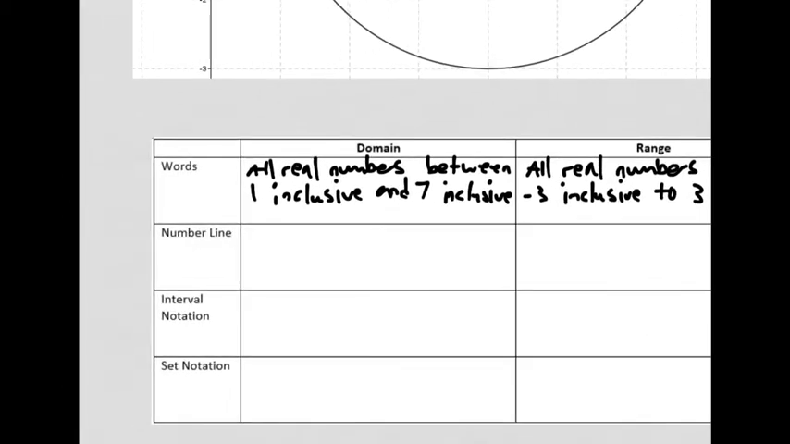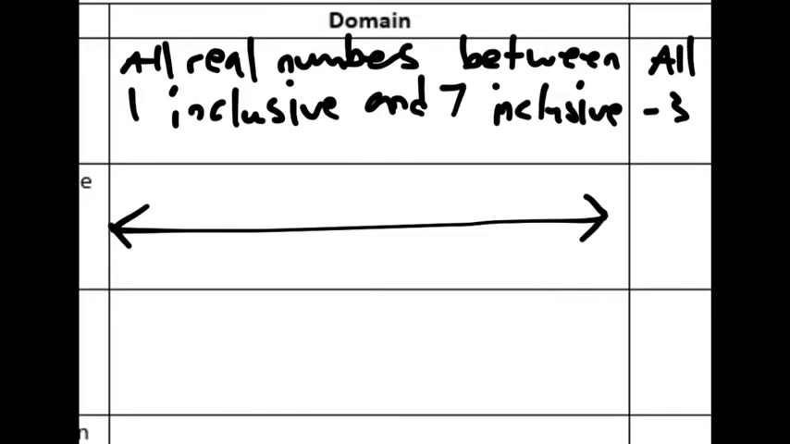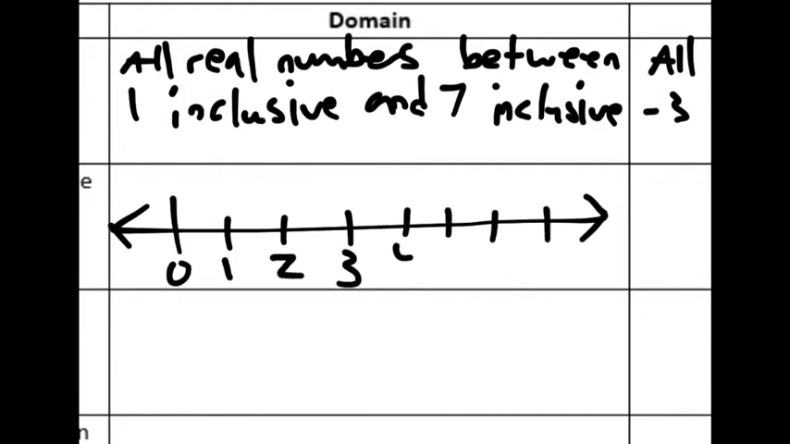Now to number line. So we're just going to draw these in. Draw a number line going from 1 to 7. So here's 0, 1, 2, 3, 4, 5, 6, 7. I want it to include 1, so I put a closed dot on 1. I want it to include 7, so closed dot on 7. Draw a line between.